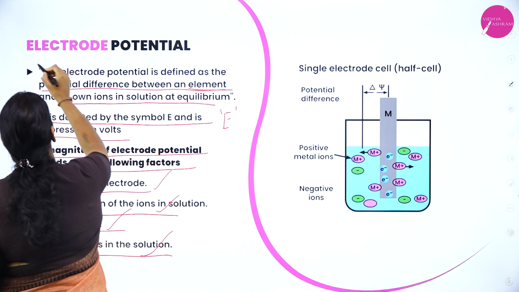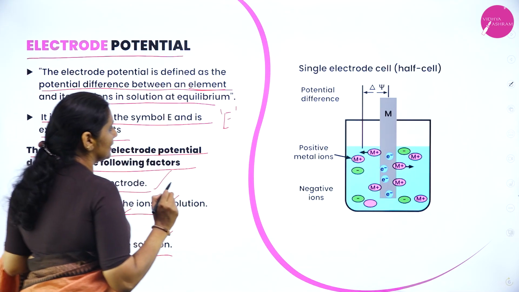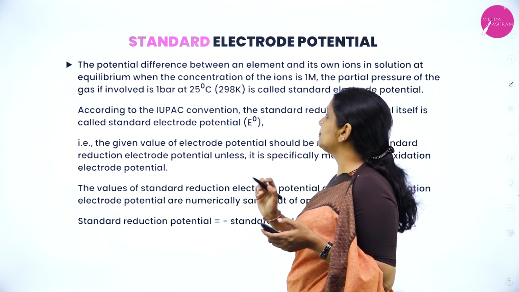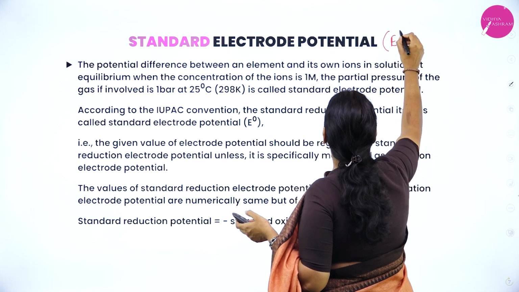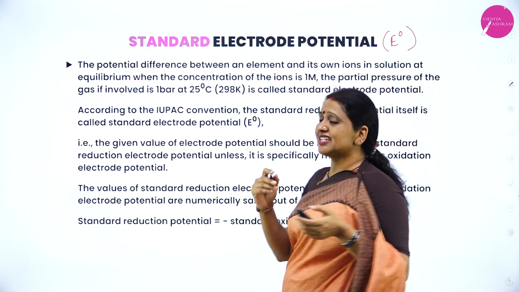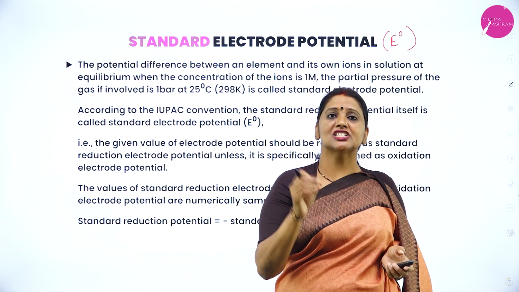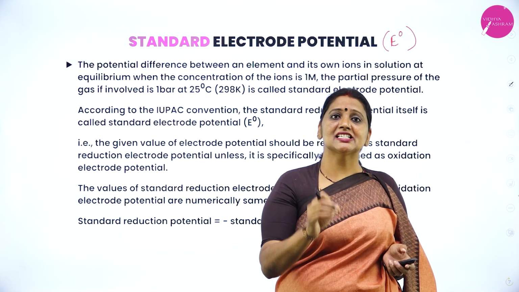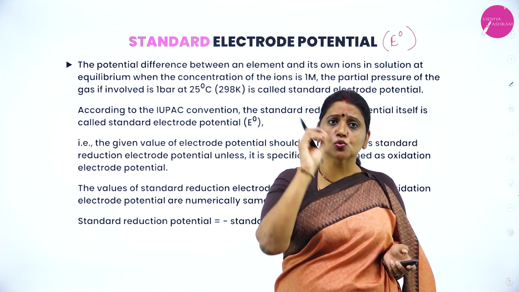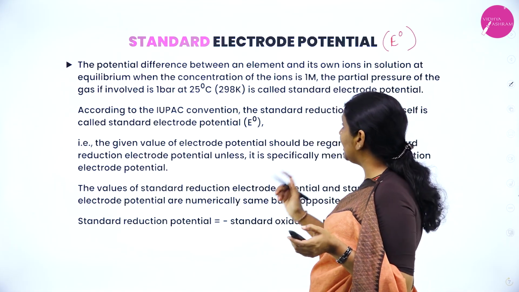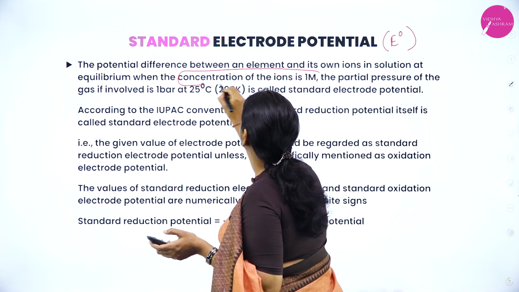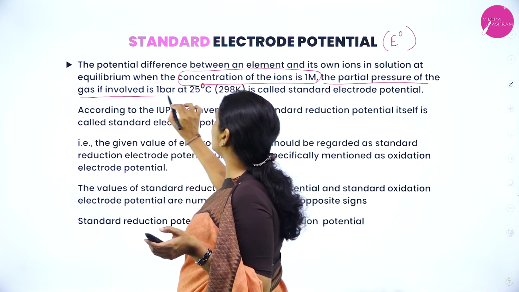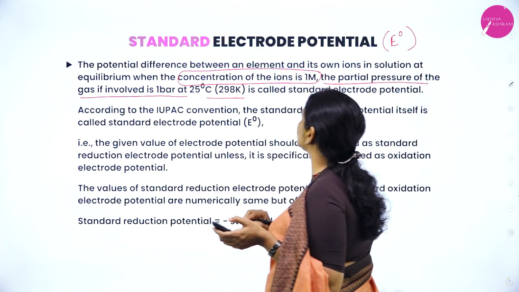This is about electrode potential. Standard electrode potential is denoted by E0. Standard electrode potential is the potential difference between an element and its ions when it is dipped in its own salt solution at equilibrium. But the concentration of the ion must be 1 molar, the partial pressure of the gas, if involved, must be 1 bar, as well as the temperature is 298.